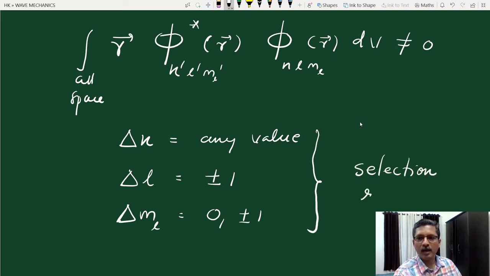Selection rules for allowed transitions. So if these conditions are met, this first one we don't have to consider, because delta n can be any value. So generally selection rules are between L values. Delta L is plus or minus 1. Delta ml is 0 or plus or minus 1 for radiative transitions between different atomic states. So those transitions which satisfy these selection rules are allowed transitions, and those transitions which do not satisfy these selection rules are forbidden.